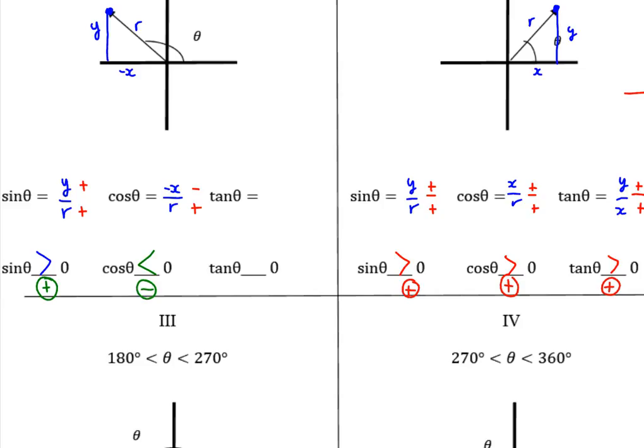And then tan is y over x, which is a negative value. So positive over a negative, less than 0, negative. So the only one that's positive in the second quadrant is sine. So in the second quadrant, sine is positive. What's important is if we know what's positive, then we know what's negative. So if sine is the only one that's positive, then obviously cos and tan are negative in quadrant 2. We're going to do the same thing for quadrant 3 and 4.